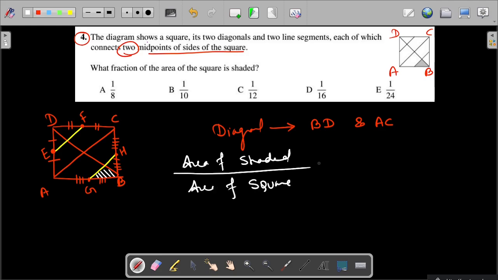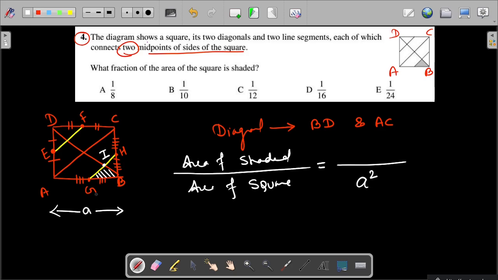So what we can do, see, suppose the side length of this square is a, so my area of the square should be a square. Now I will try to find the area of this shaded region. If I get this, I can get this answer. So how can we find the area of the triangle GB, and we can name it I? So how can we find the area GBI?